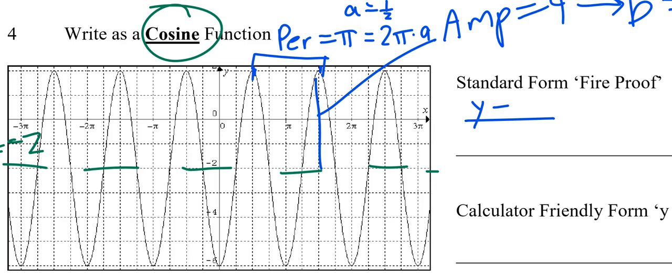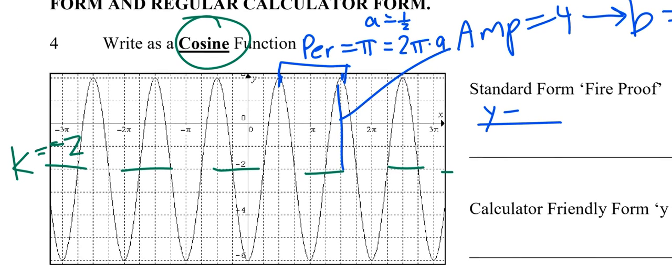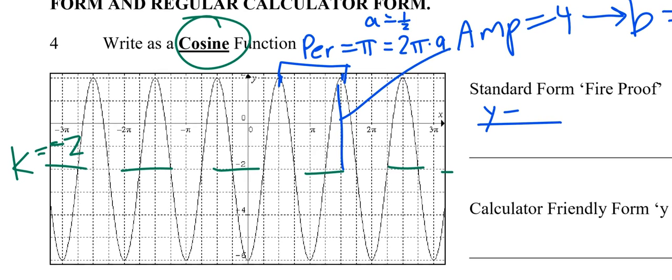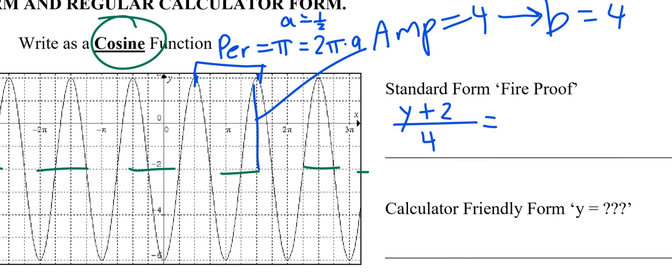Y minus what? Would it be plus 2? Yes, it would be. Over 4. Good, good. Equals cosine.